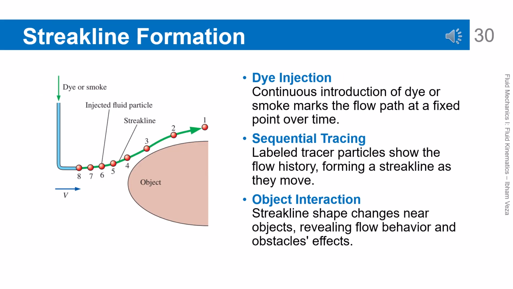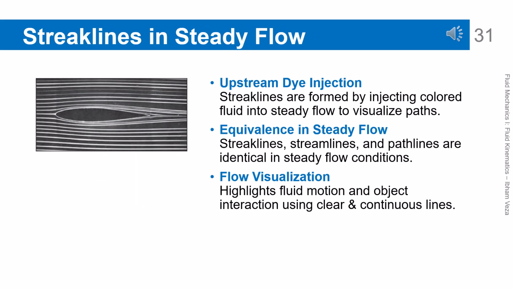Streakline formation. A streakline is formed by continuously injecting dye or smoke at a fixed point. The traces of the released particles form a curve that shows the history of the flow. The shape of a streakline can change when the flow passes around or interacts with an object. This visualization is very useful in experiments to observe real flow patterns. A streakline provides a time-integrated picture of the flow.